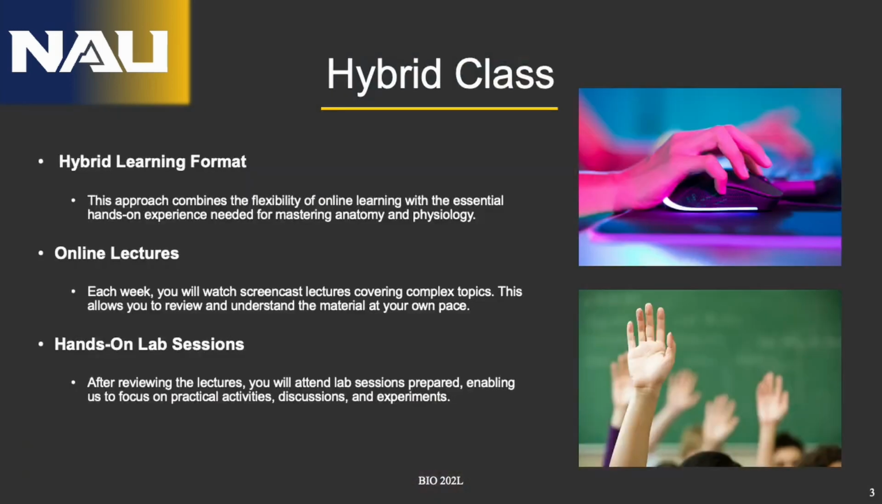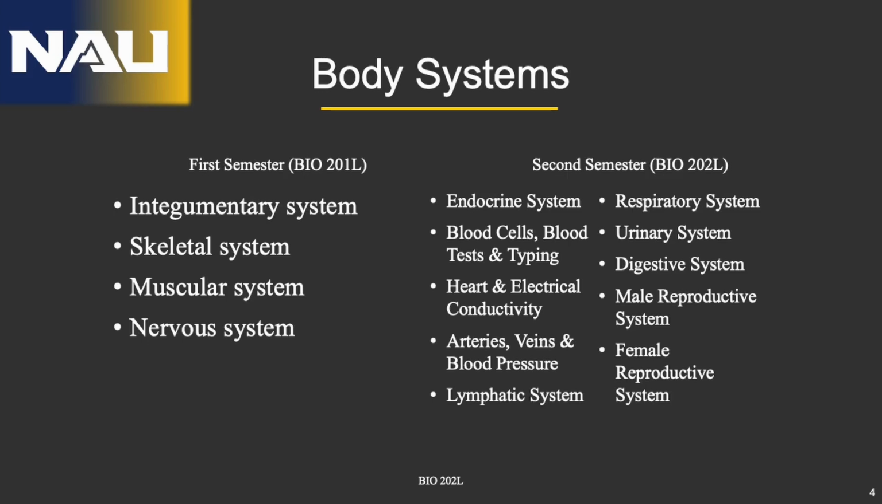This hybrid format will allow you to experience a blend of online lectures and hands-on lab sessions. This approach will enable you to learn independently, review complex topics as needed while gaining practical experience crucial to mastering anatomy and physiology. You'll watch these lectures each week before attending your lab sessions. This format ensures that you come to lab prepared, allowing us to maximize our time with hands-on activities, discussions, and reviews. In human anatomy, our main goal is to understand how the body systems work together.